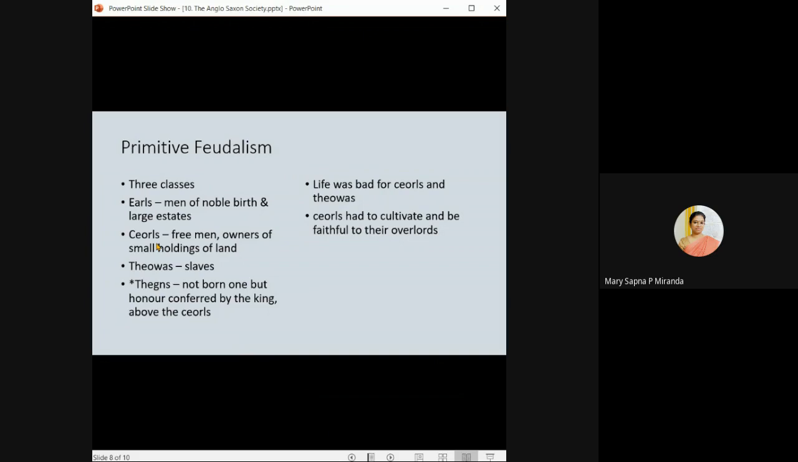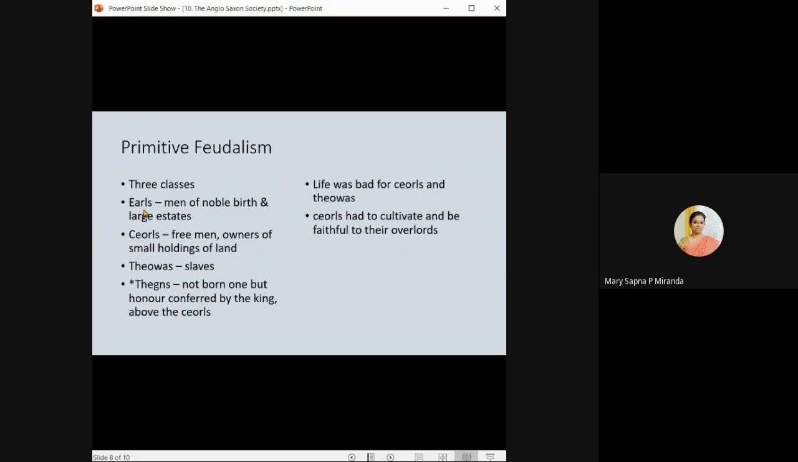So they were above the churls, but then see, churls are the freemen. So between churls and earls, you have this group called thanes. So how did one become a thane? Maybe by one's own deeds, one's own bravery. If the king is pleased with you, then you can be made a thane. So a theova could become a thane, even a churl could become a thane.